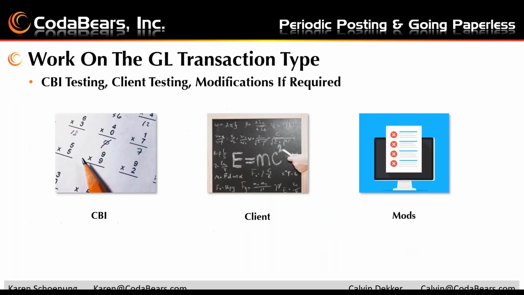Oops, sorry, I think I went too fast there, Karen. So, the customizations will be done in a test environment, and CodaBears will create a few transaction types for testing the customized descriptions for the transaction types. And then each client should also test more in depth. So that's why you have to do the E equals MC squared part of this, and more transaction types to make sure all text displays as requested.